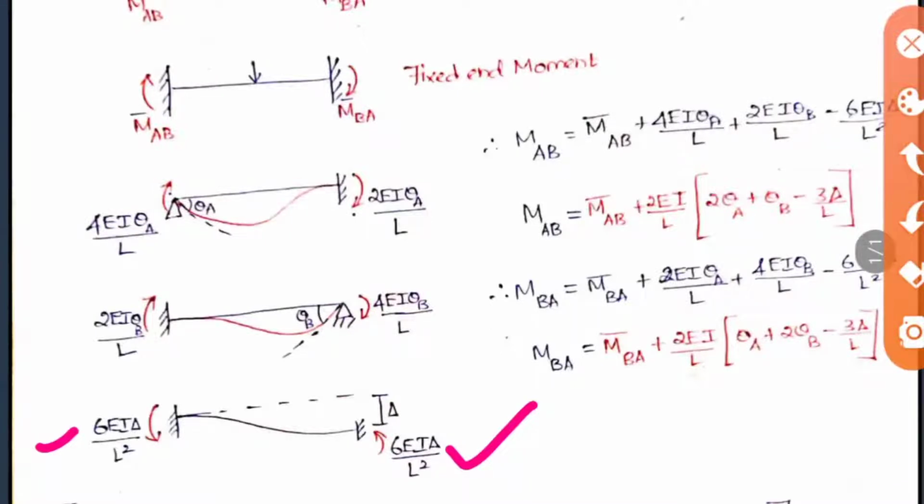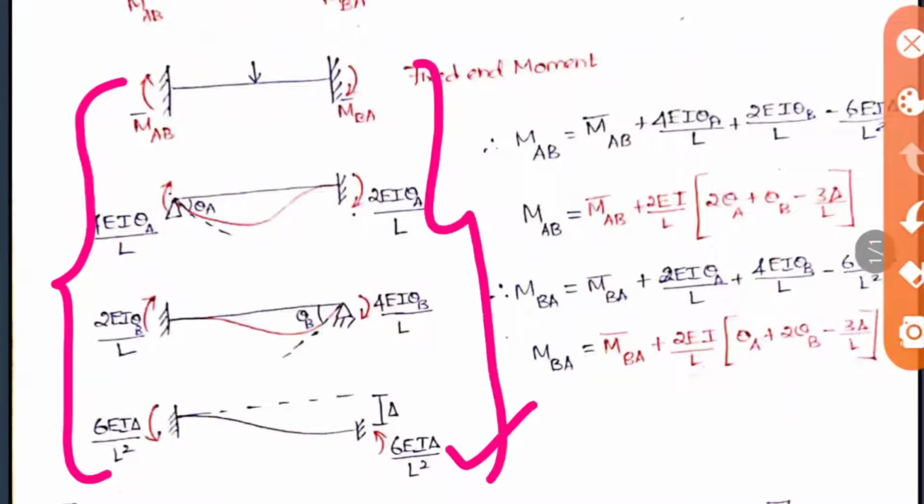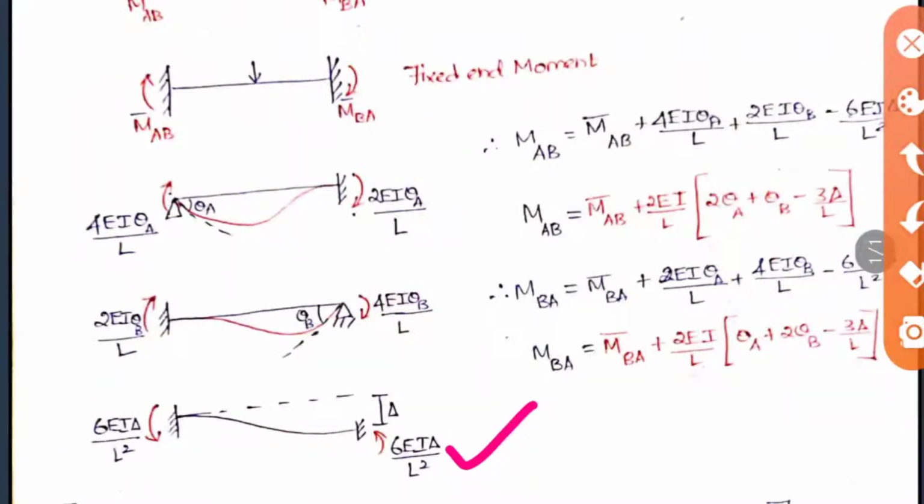So how we are deriving is, you have to sum up all these on the left side, and also sum up all these on the right side. So that's all. Here, if you take MAB, it is M dash AB plus 4 EI theta A by L plus 2 EI theta B by L minus 6 EI del by L square, because it is in anti-clockwise direction. Okay, so when you sum it all up and take 2 EI by L as common, you will be getting this formula: the fixed end moment, M bar AB, plus 2 EI by L into 2 theta A plus theta B minus 3 del by L.